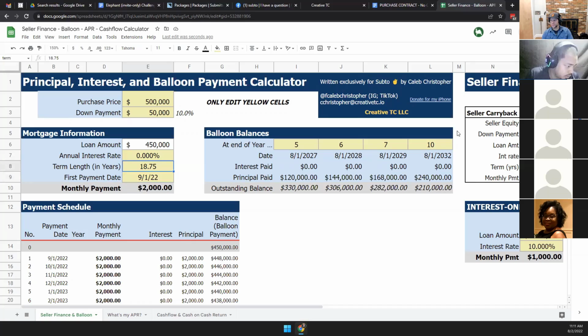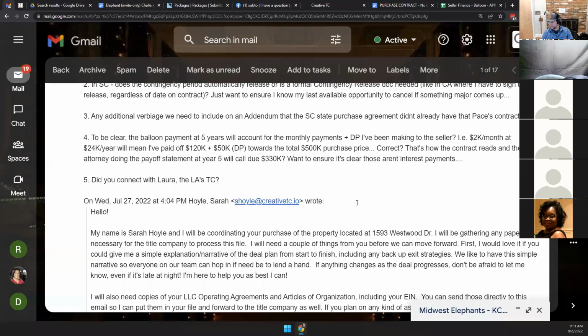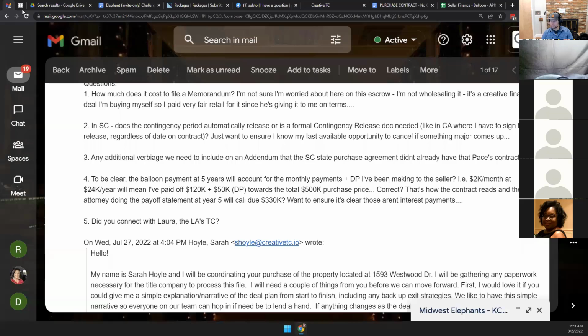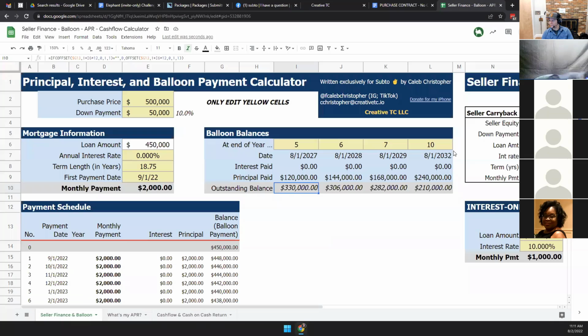Right? Then the balloon balance here, outstanding balance 330K. And that's the question she's asking, right? 330K? Yep.